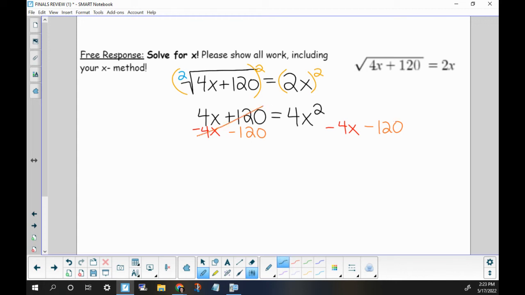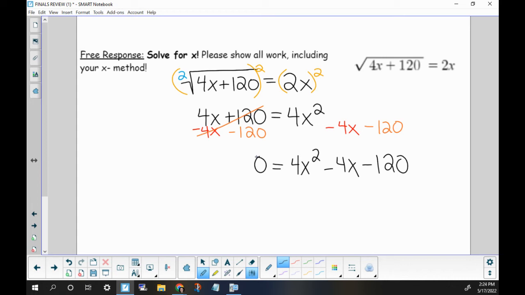And when I rewrite this, it's going to be 4x squared minus what? Minus 4x, minus 120. All right, and we can put a 0 over there because there's nothing over there. We left it by itself.